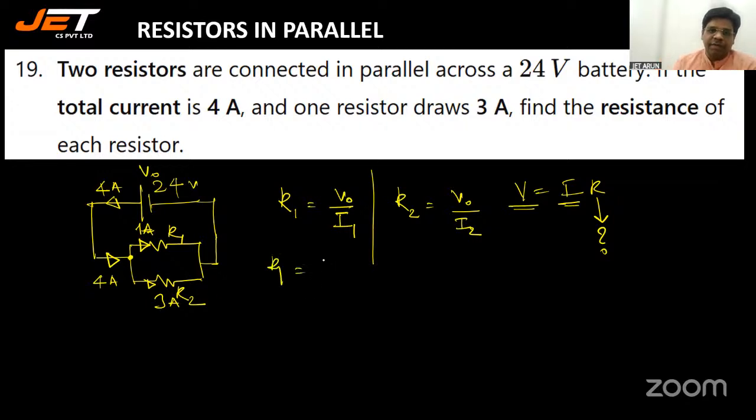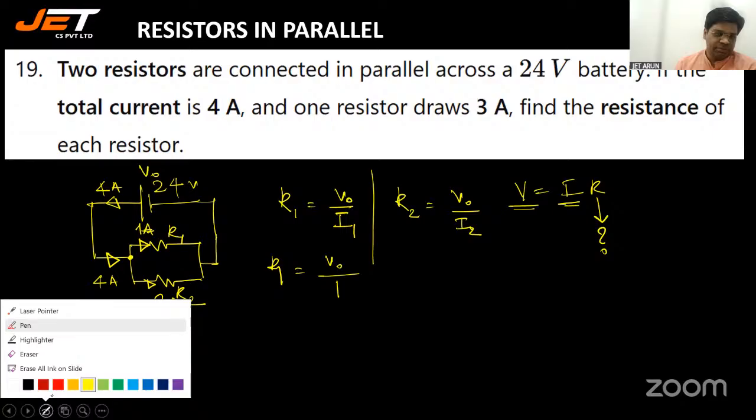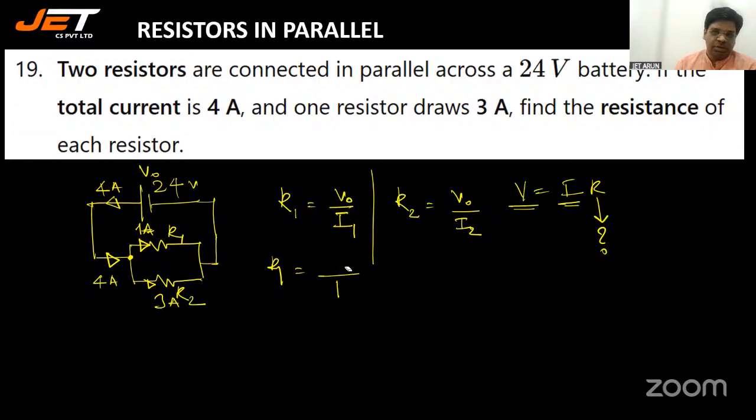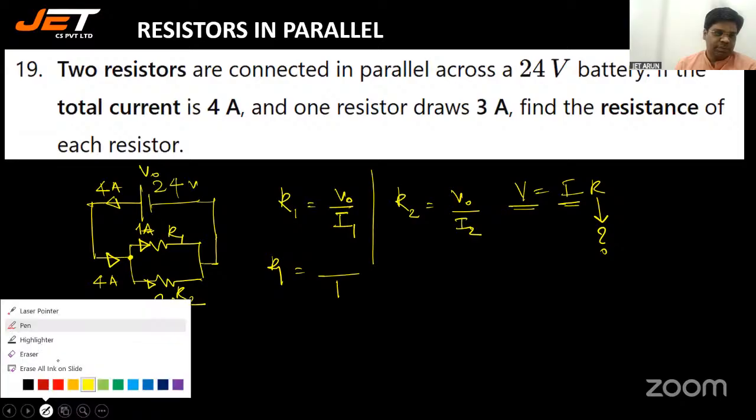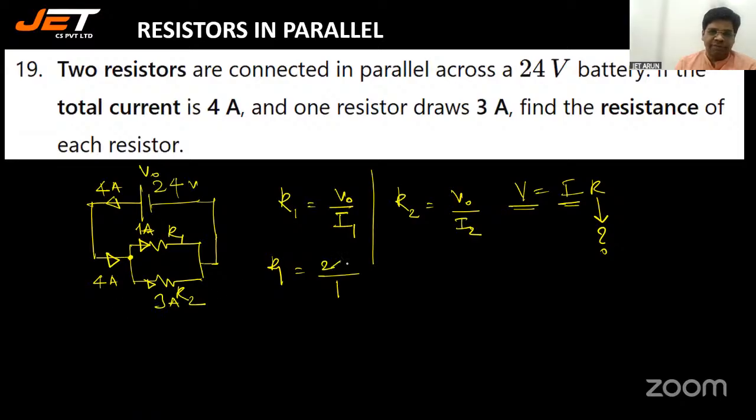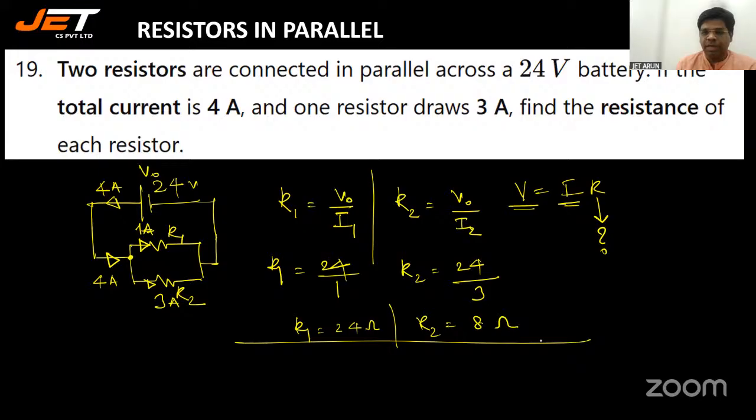So R1 will be V naught by 1. So 24 by 1. R2 would be 24 by 3. So R1 is equal to 24 ohms. R2 is equal to 8 ohms.